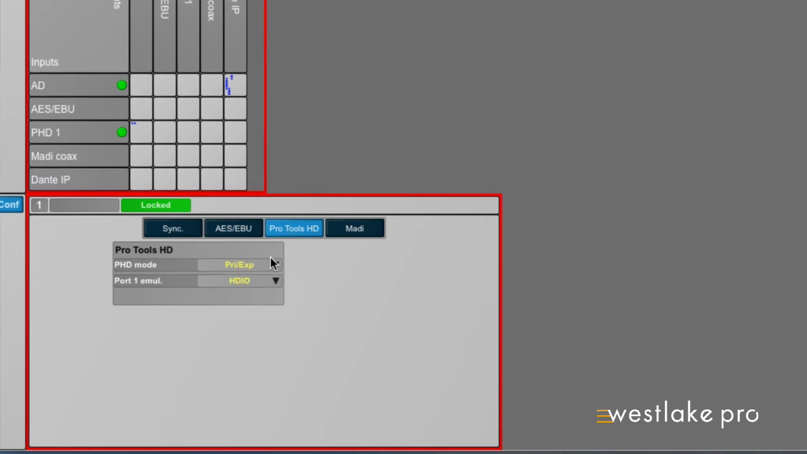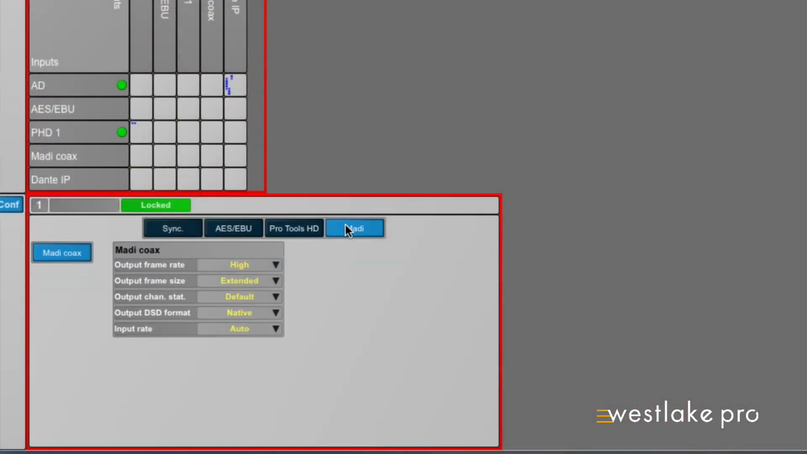The two Pro Tools ports can be configured as either 2x primary interfaces or as 1 primary and 1 expansion. Furthermore, they can be configured to emulate either an HDIO or dual HD MADI, providing 32 channels in each interface. In Pro Tools 12.7, you can also choose Matrix 16 or Matrix 32 that will show up as 16 or 32 channel interfaces respectively. The MADI settings are broken up into MADI Coax and MADI Module settings.